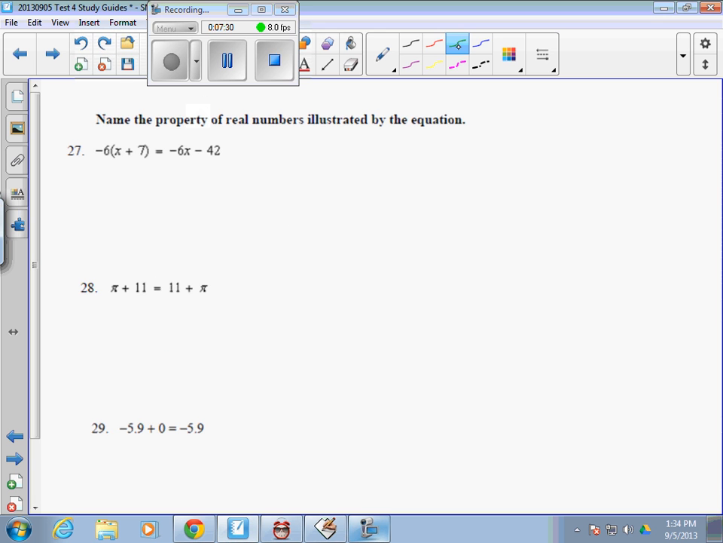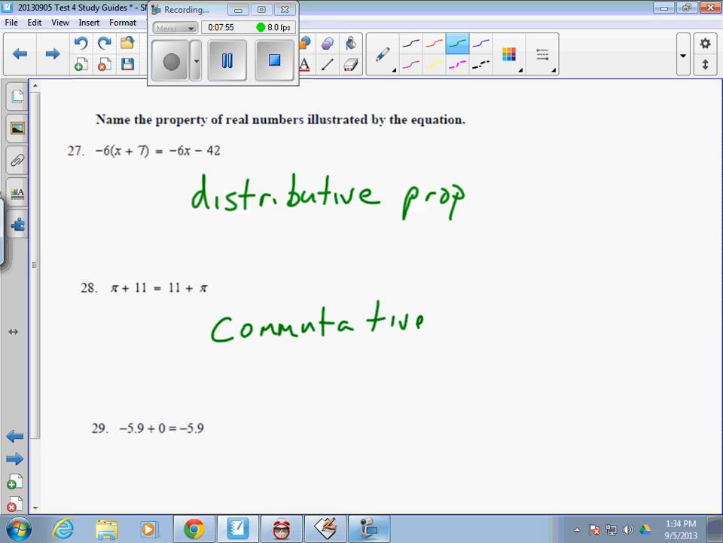Number 27, name the properties. Distributing for the first one. -6 multiplies by both terms. That's the distributive property. Notice all that happens for number 28 is the terms move. Pi plus 11 becomes 11 plus pi. They just move or they commute. So that's the commutative property, and it's property of addition because it's adding. Had it been multiplying, it would have been of multiplication.